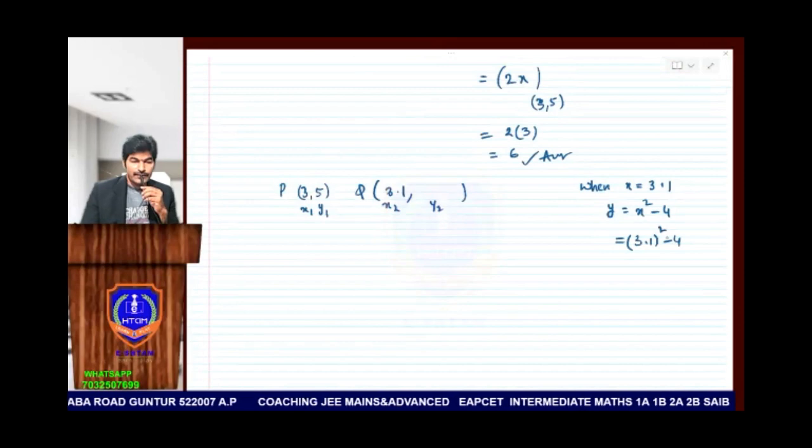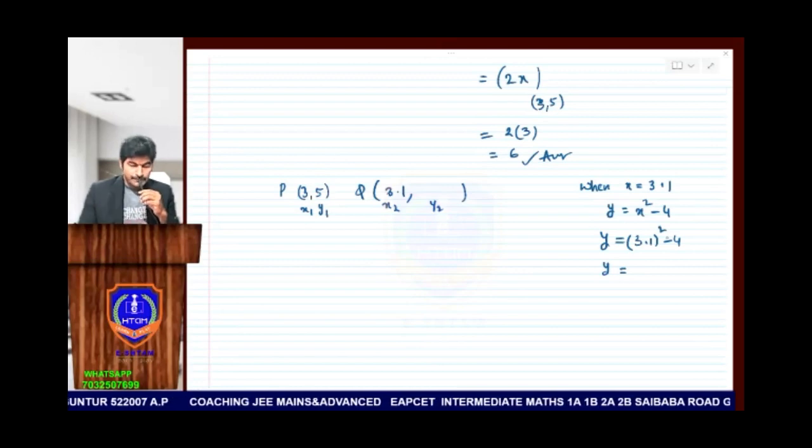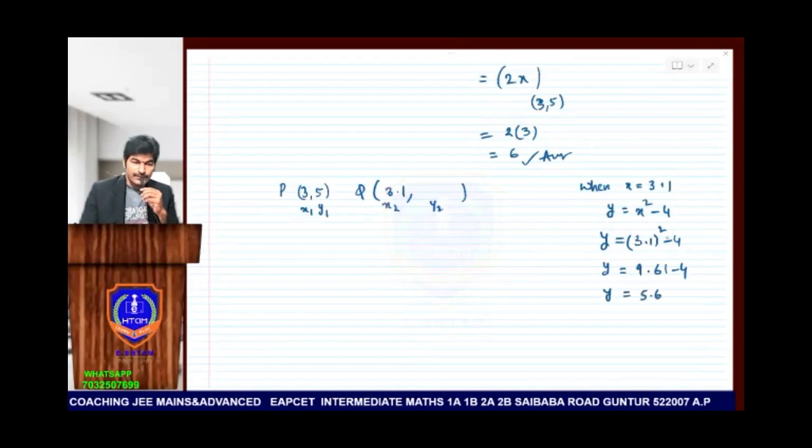We will substitute x as 3.1: (3.1) whole square minus 4. How much is that? 9.61 minus 4, then how much? 5.61. Yes, 5.61. This is y2. Understood?